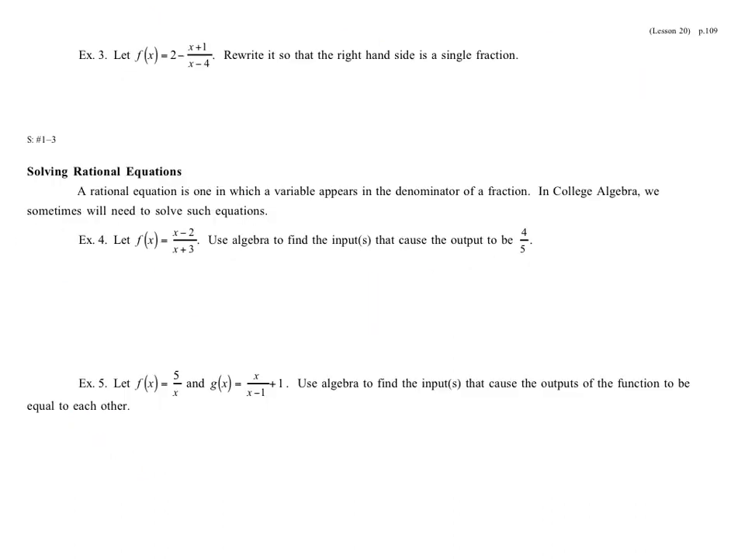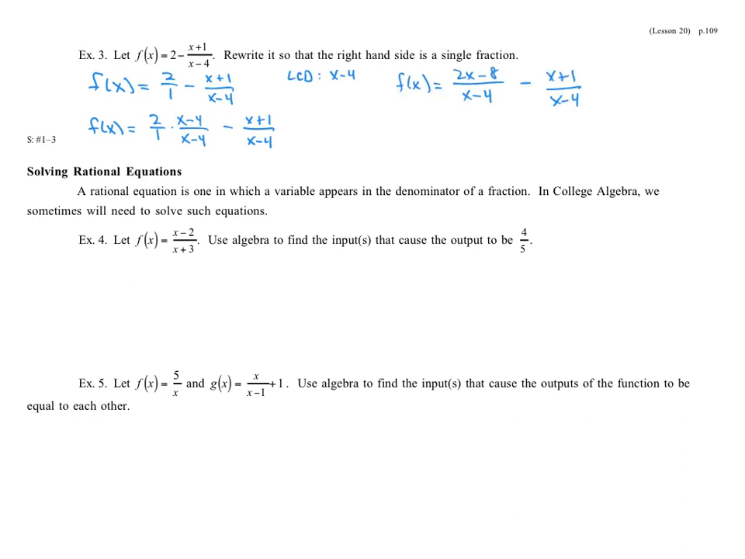In example number 3, we're supposed to take the right-hand side of the function and write it as a single fraction. Since 2 is just an integer, we need to make it into a fraction, call it 2 over 1, and now we have two fractions that we can subtract. The LCD is just x minus 4, and the second fraction already has that denominator. So we just take the first fraction and multiply both numerator and denominator by x minus 4. To get the new numerator of the first fraction, let's multiply the 2 times the x minus 4.